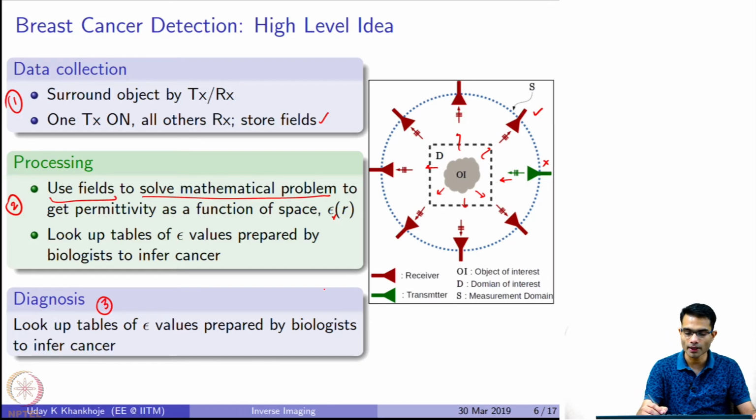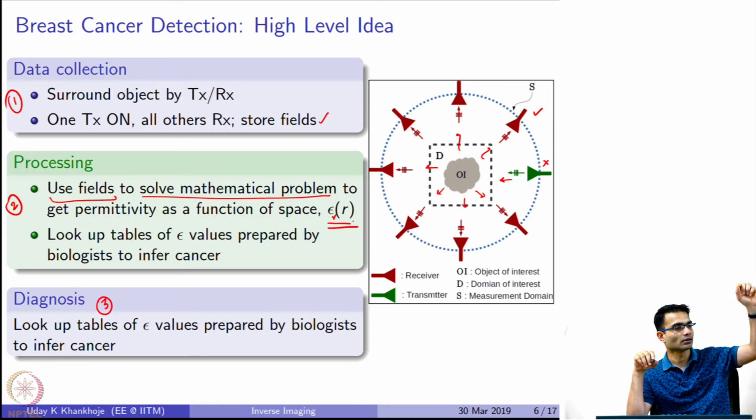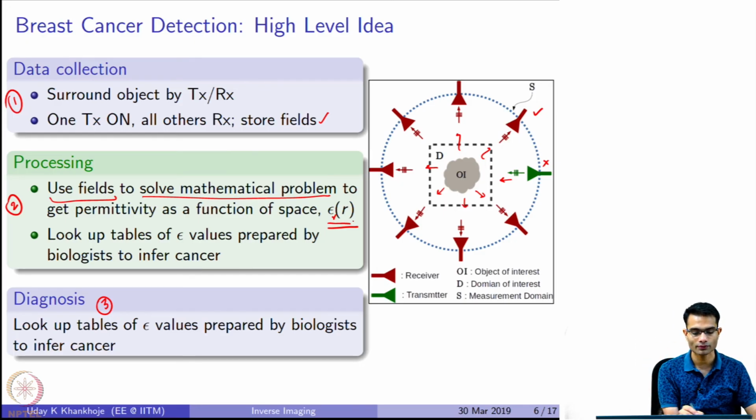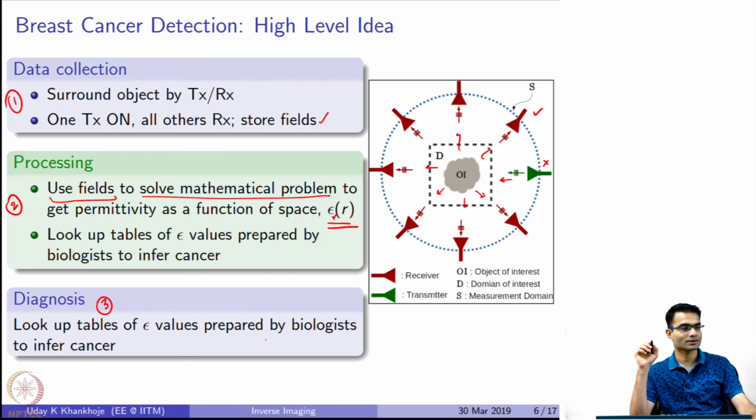So, once I have got this epsilon as a function of space, I just look up each pixel. What is the value of epsilon? What is the nearest fit? Is it fat? Is it cancer? What is it? Right. So, that is how I can diagnose whether or not there is cancer.